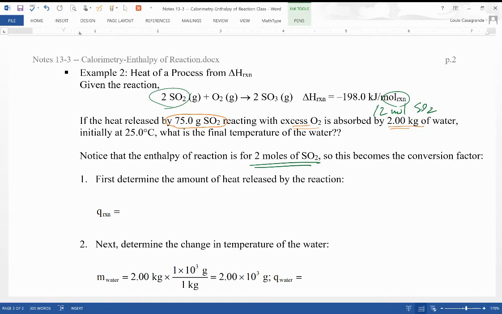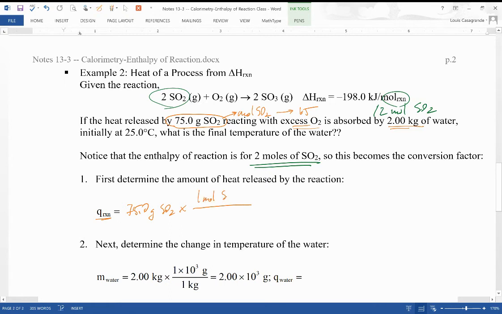So again, working with what you know. What do you know? You know the grams of the SO2, and so the grams of the SO2 can get you to moles of SO2, can get you to the kilojoules released, because that's going to be stoichiometry. So Q of the reaction, Q meaning how much heat is released by the reaction. Start with our 75.0 grams of SO2.